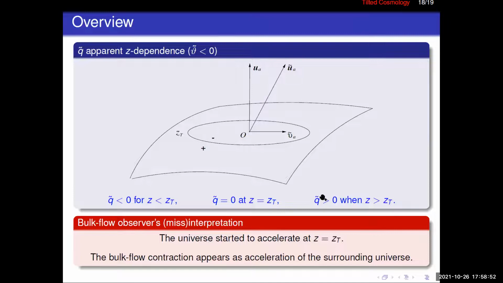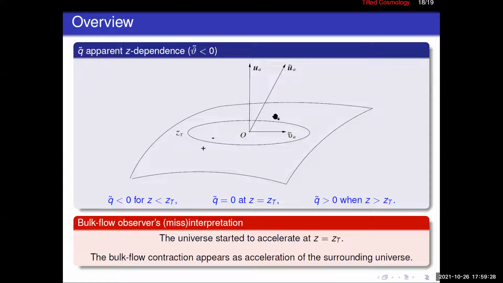So it is fairly easy for this unsuspecting observer to misinterpret this local change in the sign of the deceleration parameter as a recent global acceleration. He might think that the universe started accelerating at this particular redshift. So in a way, this observer has misinterpreted the local contraction of the bulk flow that he resides in as an acceleration of the surrounding universe.